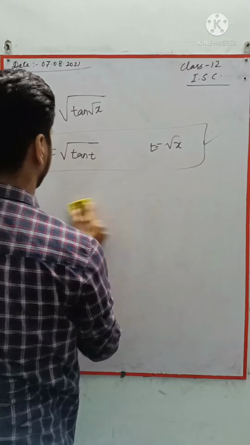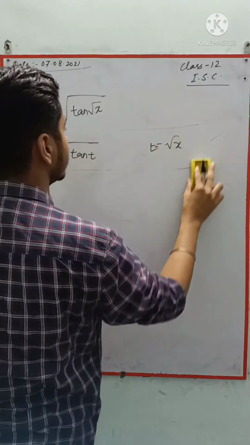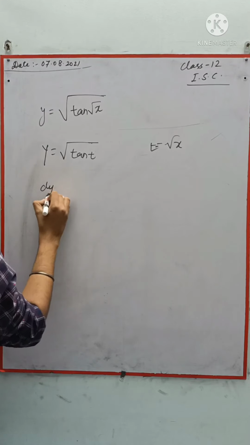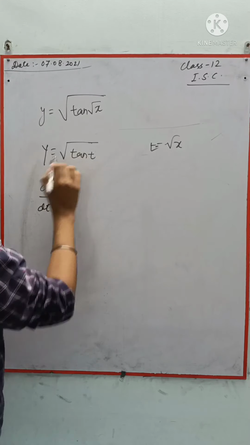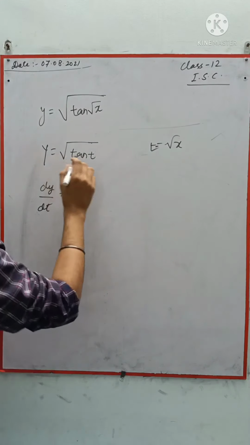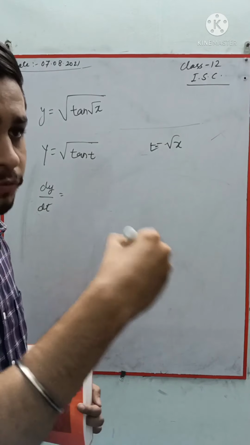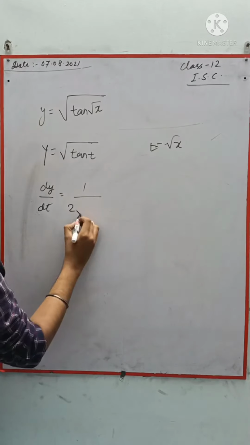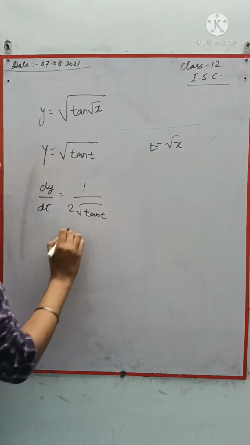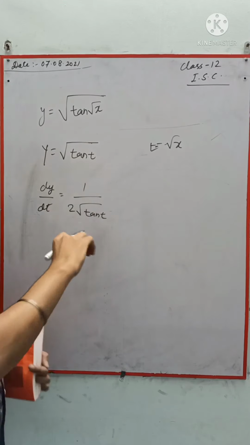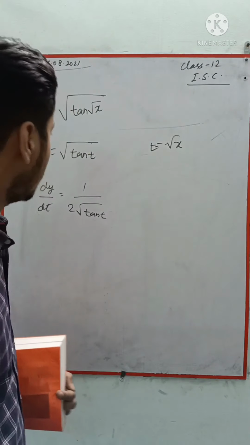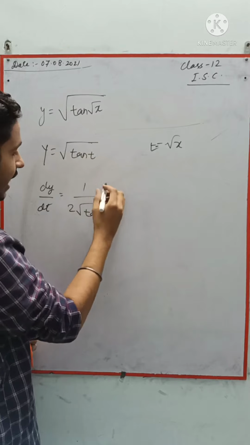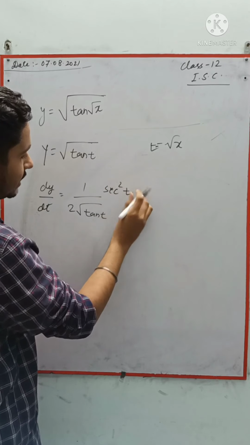Let's take this function and differentiate it with respect to t. So dy/dt: this is a root function. As the differentiation of root x is 1 upon 2 root x, it will be 1 upon 2 root tan t, and going inside, that is function of a function. Inside you have tan t, so tan t will give you sec square t.